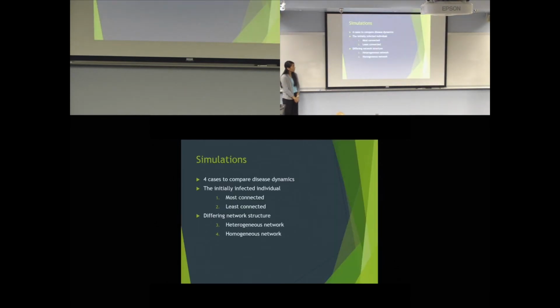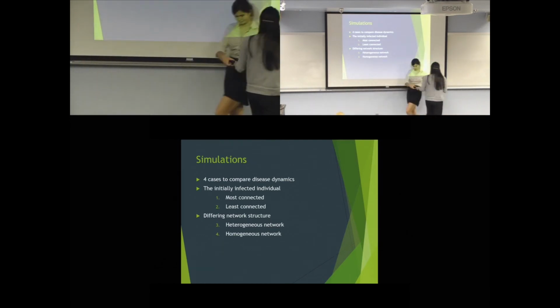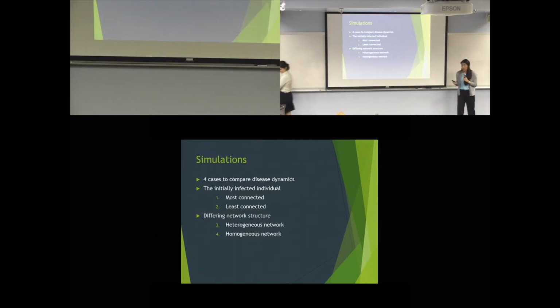So now we're going to talk about the simulations we ran and how we used our model. We ran 4 simulation cases under differing conditions to see the disease dynamics. The first 2 simulations considered when the initially infected individual is either the most or least connected. We determined the most or least connected by the cumulative number of contacts that a cow has in the contact network data matrices that we got from Kansas State.